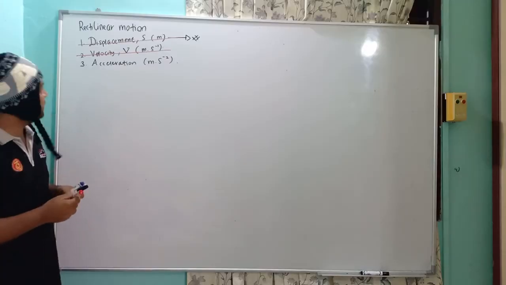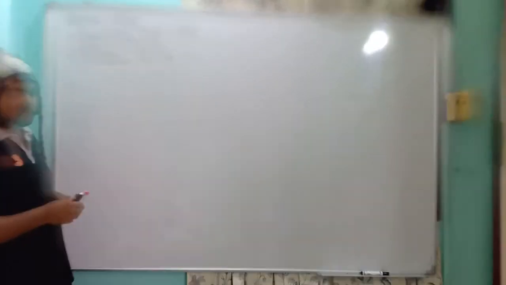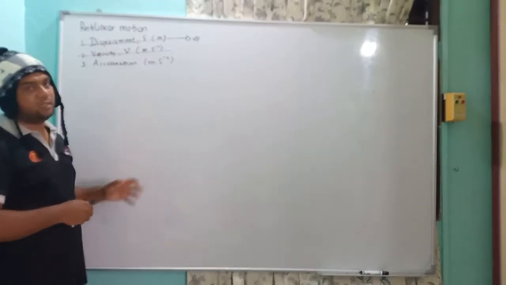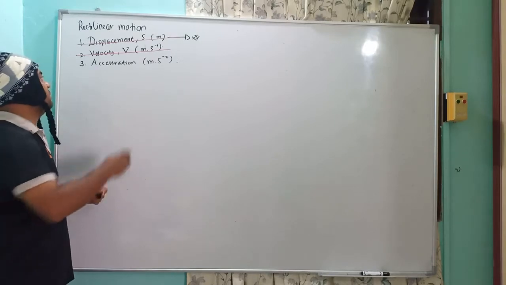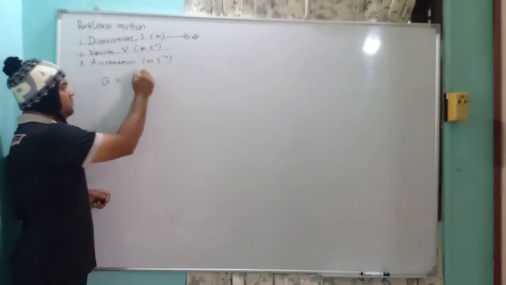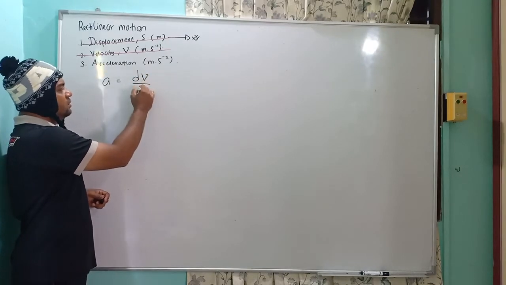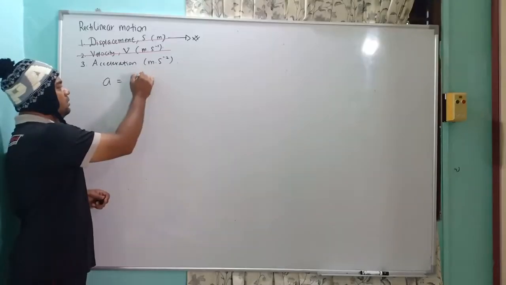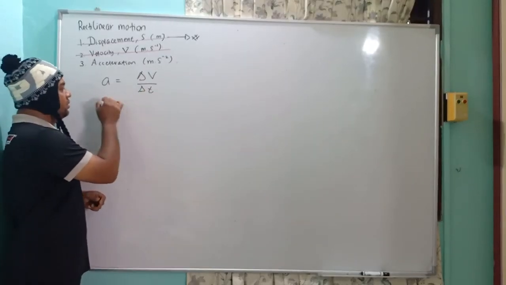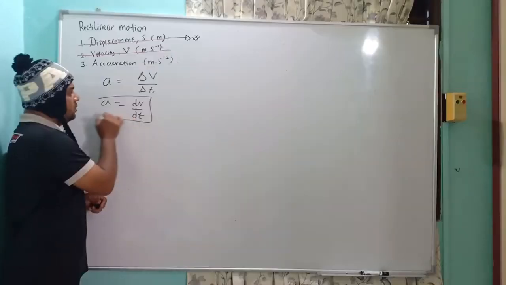So the last one is acceleration. Acceleration, by definition, is the rate of change of velocity with respect to time. So a equals delta v divided by delta t, or a equals dv over dt.